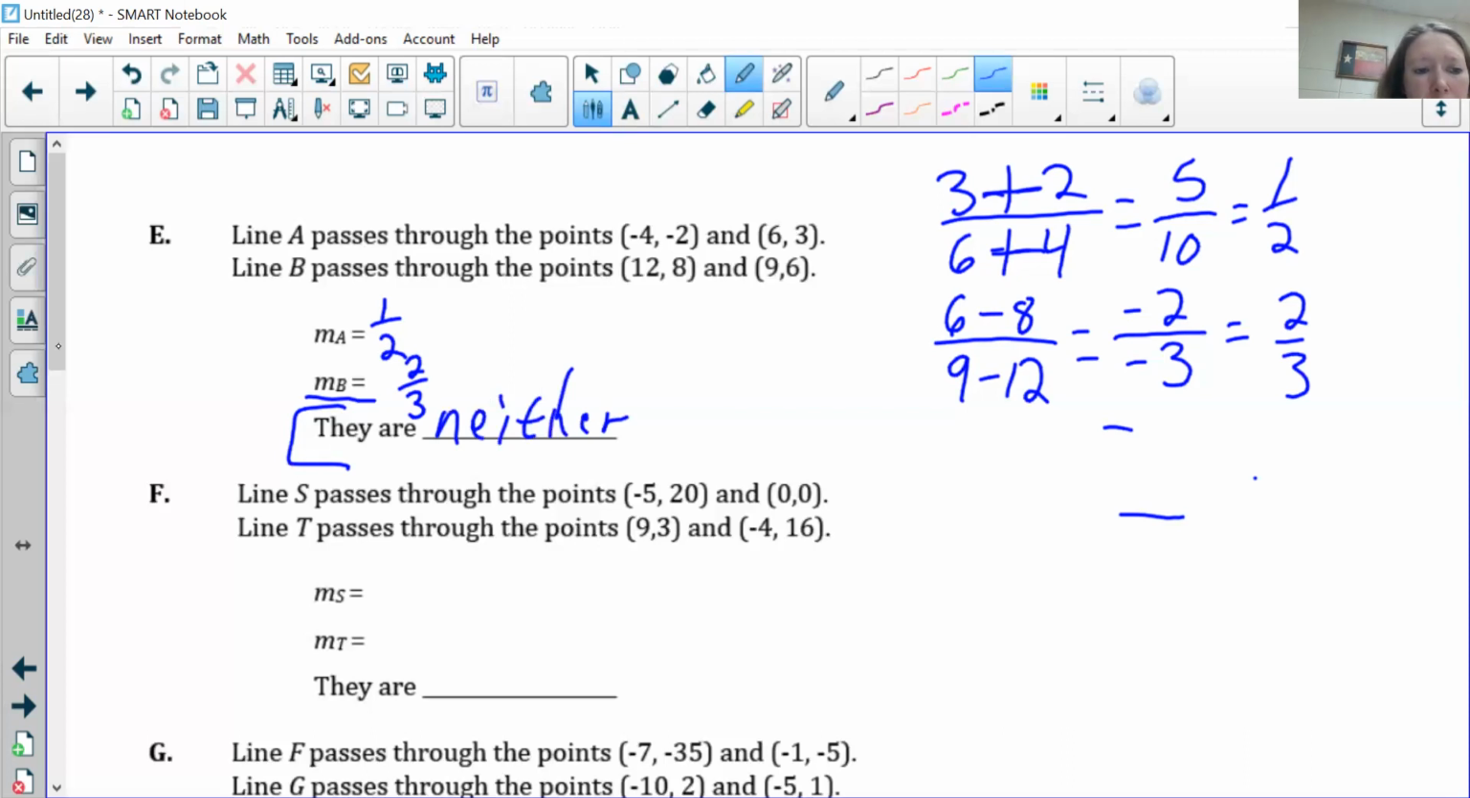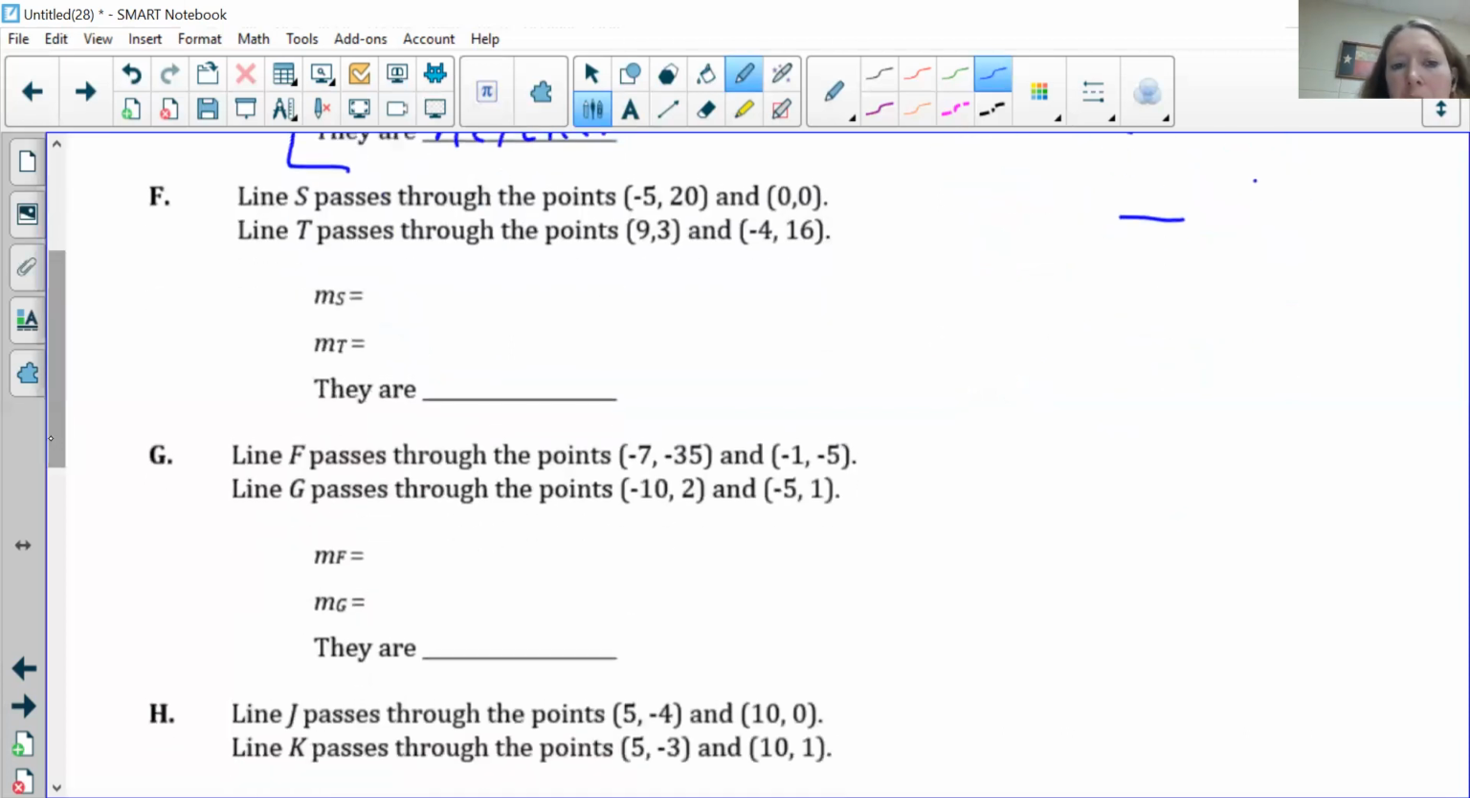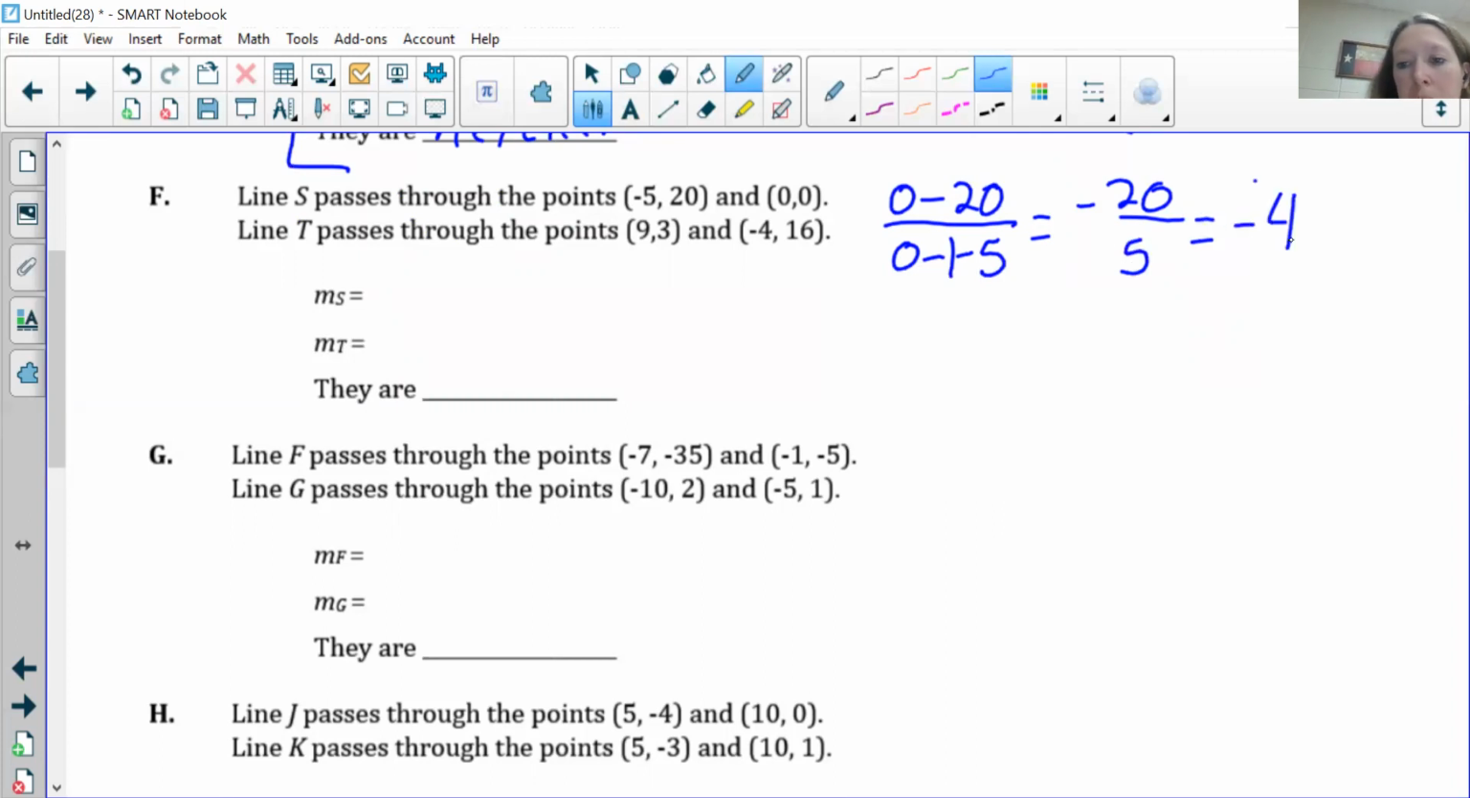All right, let's look at the next one. Line S passes through points negative 5, 20 and 0, 0, and line T passes through 9, 3 and negative 4, 16. So let's start with the slope of line S. y2 minus y1 over x2 minus x1 equals 0 minus 20, which is negative 20, over 0 minus negative 5, so 0 plus 5, is 5. So negative 20 divided by 5 is negative 4. So my slope of line S is negative 4.